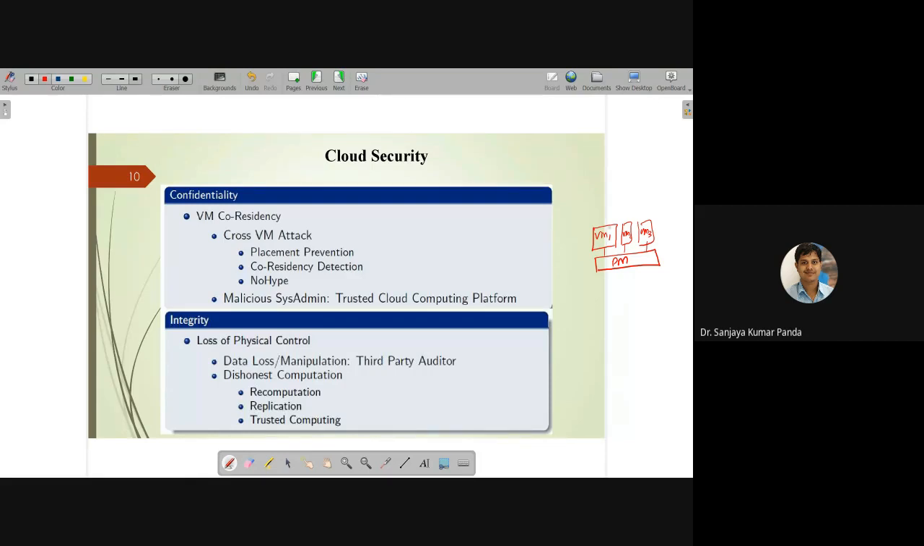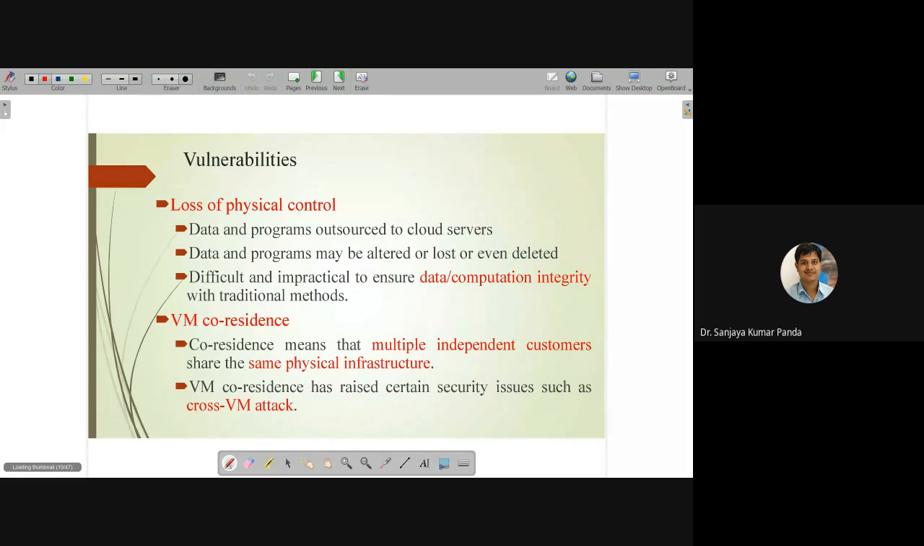So what happens? In between them, they may launch some kind of attack, right? That is called a cross virtual machine attack. One owner of a virtual machine becomes aware that other virtual machines are also taking resources from the same physical machine, and if one of them is an intruder, then they can launch this type of attack, called a cross virtual machine attack. Co-residence means multiple independent customers share the same physical infrastructure.